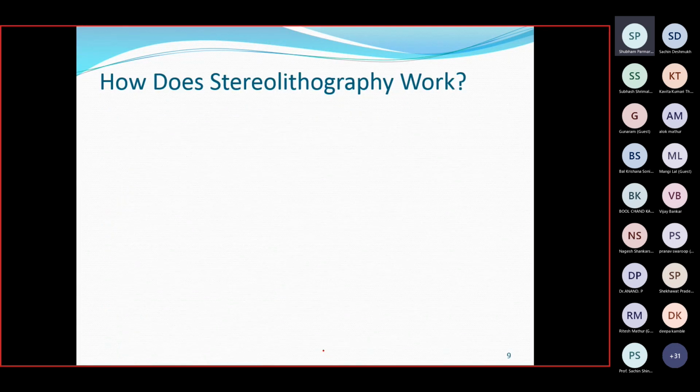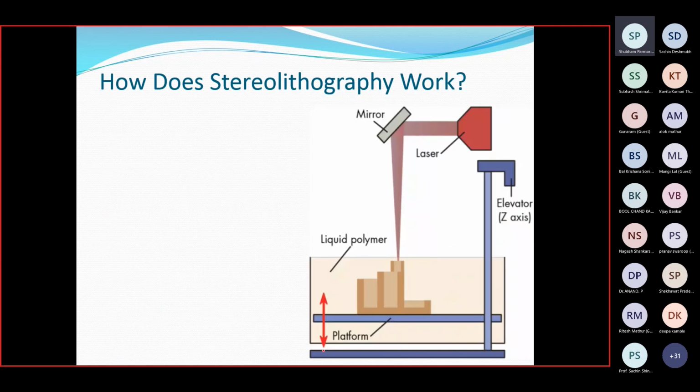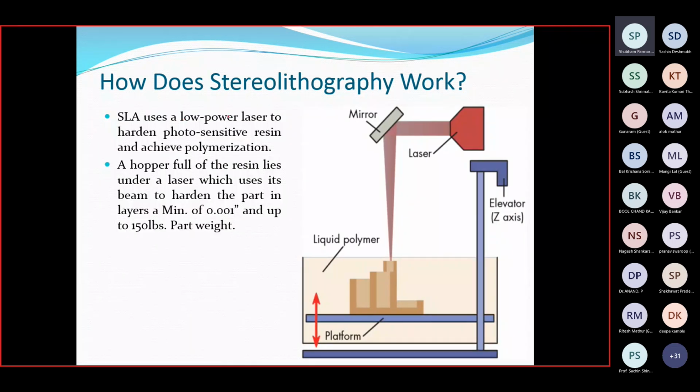Okay, so that part is there, and it uses a very low power laser. Remember that very carefully. SLA uses a low power laser to harden photosensitive resins. So this is resin, or you can say liquid polymer, and to harden this, a low power laser is used.